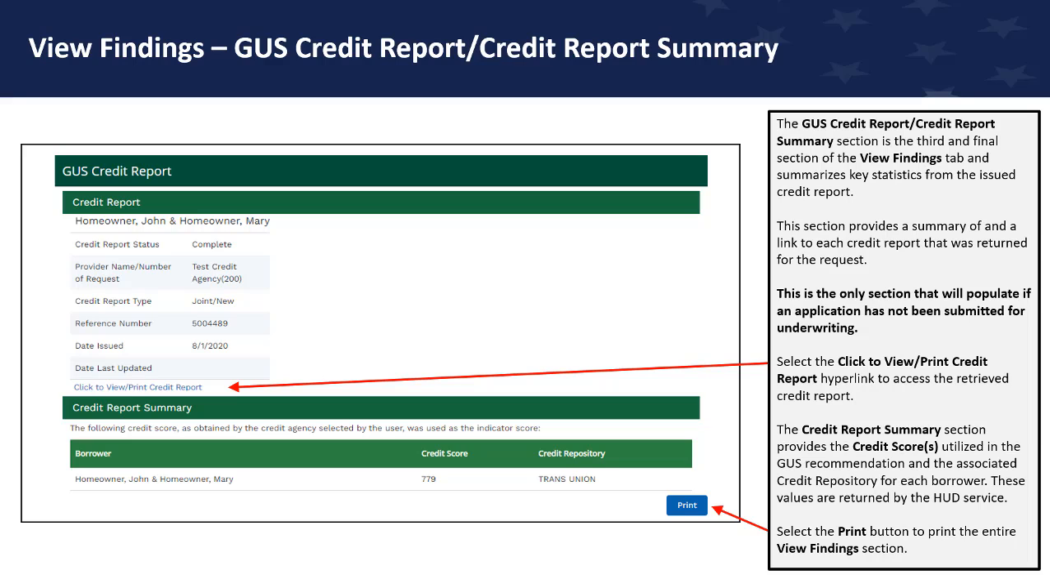Credit report status lists the status of the credit report. Complete indicates a complete credit report is associated with the loan application of the borrowers. Error indicates that an error occurred in the credit request. A description of the error is provided.